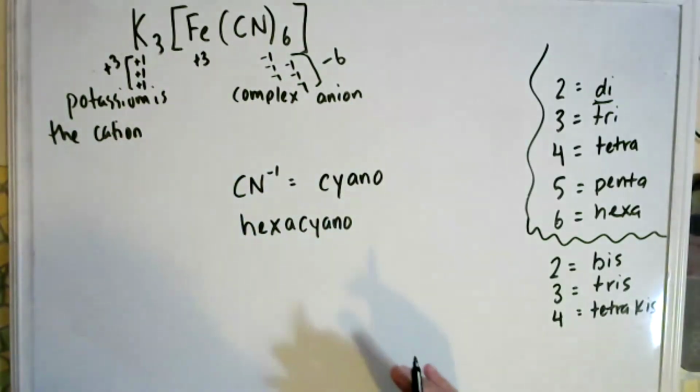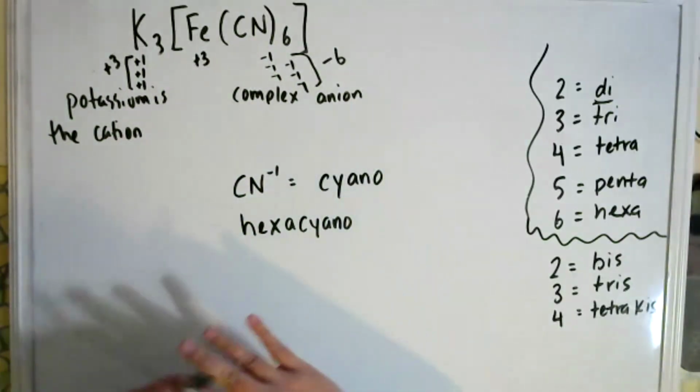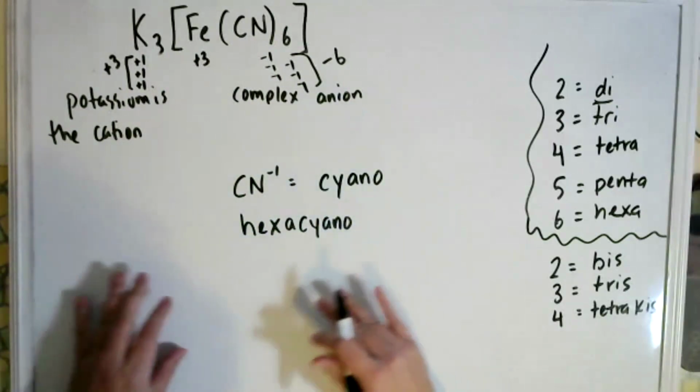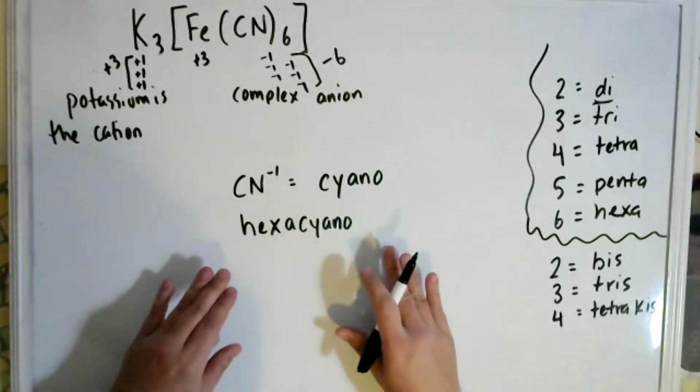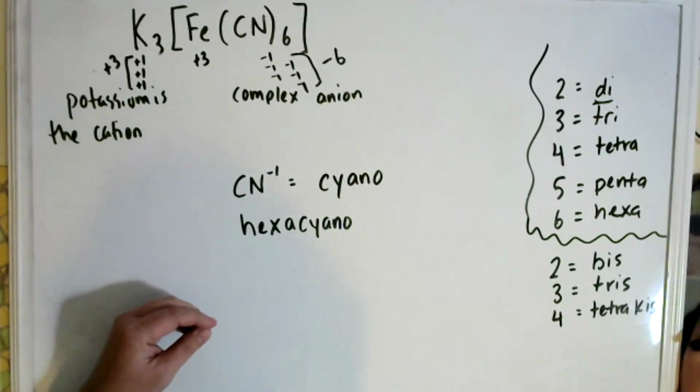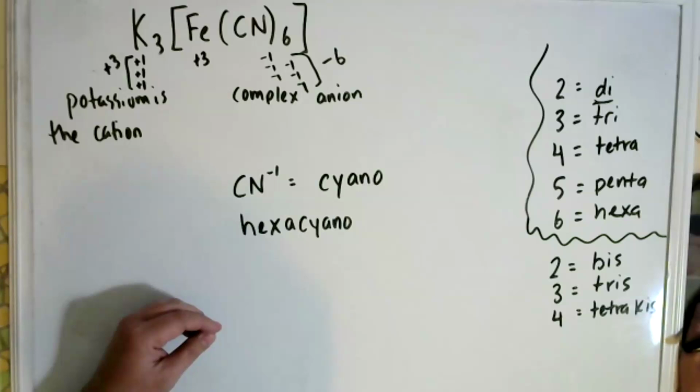Now, unlike my naming with my complex cation, the name of the metal that's part of my complex ion changes when my complex ion is an anion. So I want to put up the chart really quick so that you can just see what some of these name changes are.